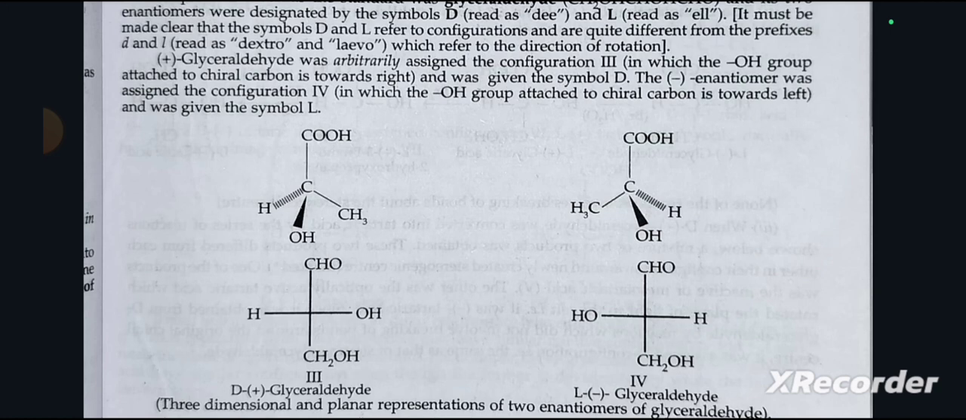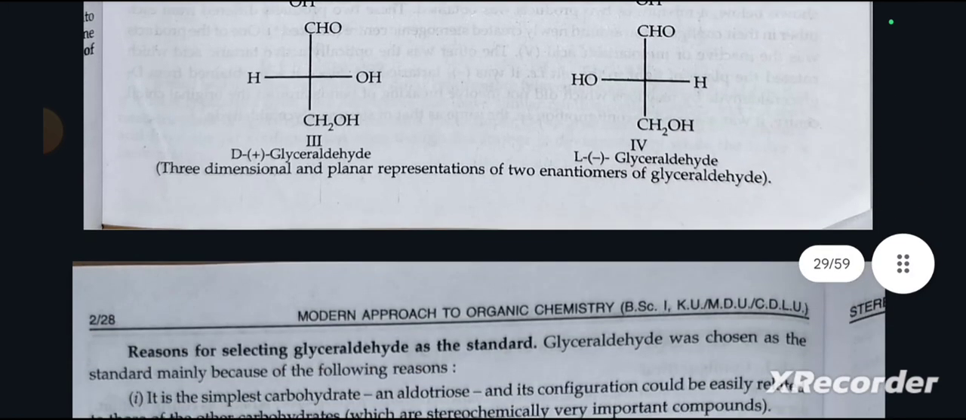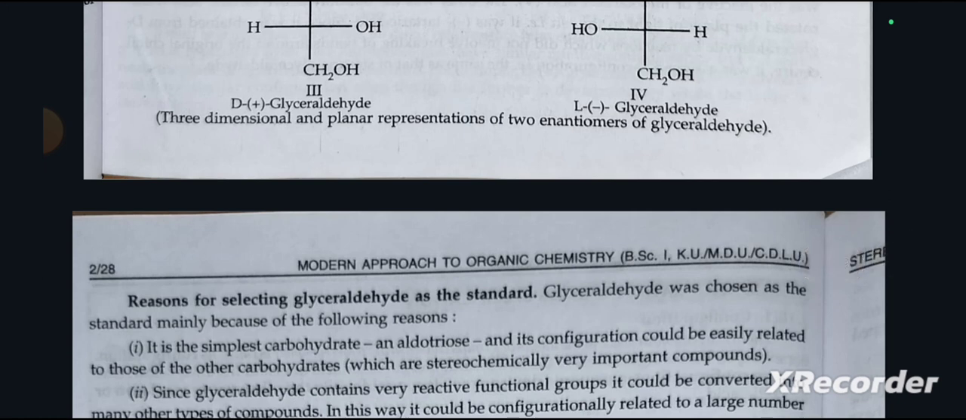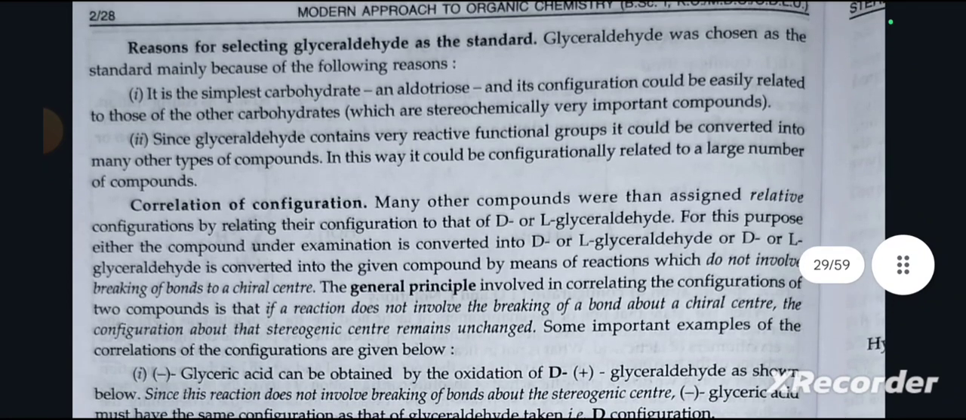Plus glyceraldehyde was arbitrarily assigned the configuration 3, in which the OH group attached to the chiral carbon is towards the right, and was given the symbol D. The minus enantiomer was assigned the configuration 4, in which the OH group attached to the chiral carbon is towards the left, and was given the symbol L. D plus glyceraldehyde, L minus glyceraldehyde. Three-dimensional and planar representation of the two enantiomers of glyceraldehyde.